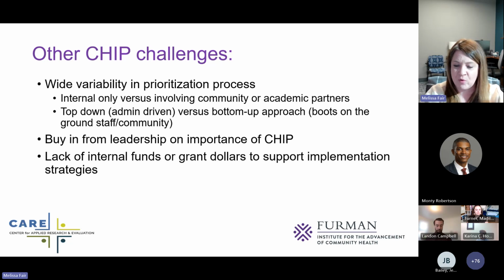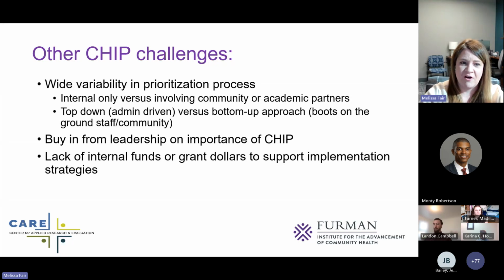Many systems noted challenges in getting buy-in from leadership and the importance of the CHIP. And so the people actually doing the CHNA didn't want it to be a box-checking mentality, and so wanted to see those strategies happen, but needed the support from their leadership to do it. Many systems also lacked internal funds or grant dollars to support their implementation strategies.